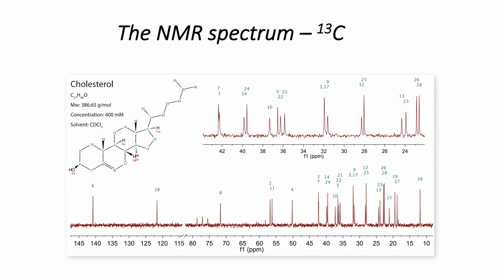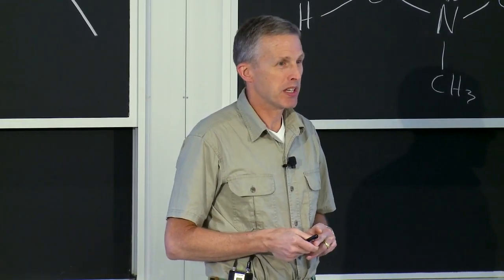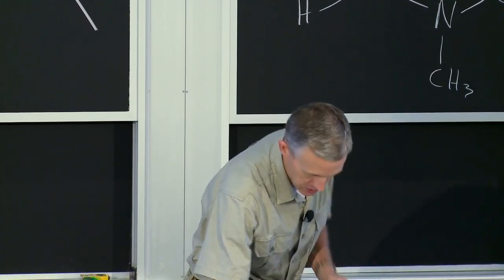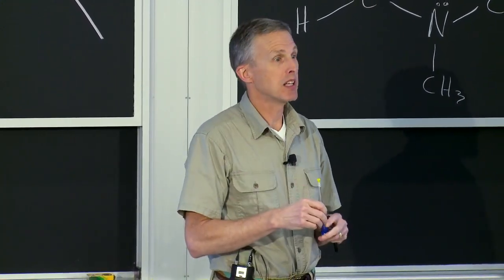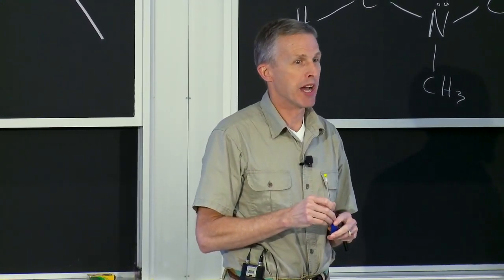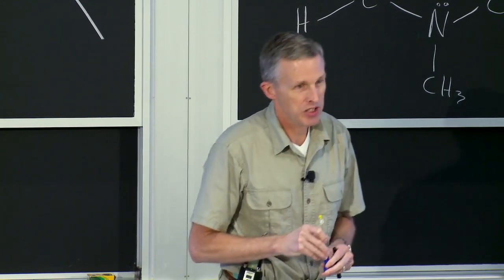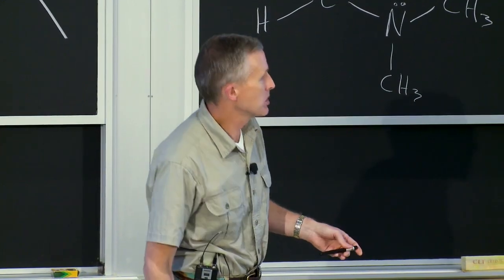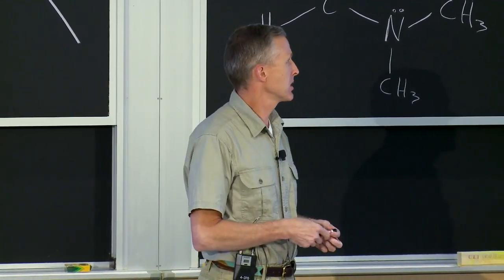So you take that 1/4 of a hit because of the gyromagnetic ratio, but then you also take a big hit because only 1.1% of the carbon present in your sample is carbon-13, which is the NMR active carbon. The rest of it's carbon-12, which is NMR inactive. But you can still acquire a carbon spectrum.